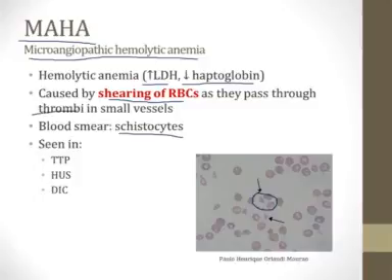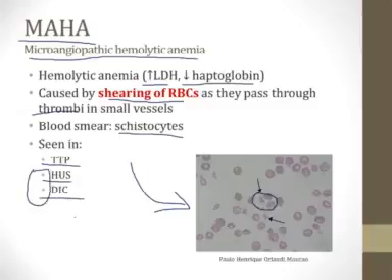And you can see microangiopathic hemolytic anemia and the presence of schistocytes in TTP like we're talking about now. You can also see it in hemolytic uremic syndrome and disseminated intravascular coagulation. We'll talk about these two disorders later in this module.